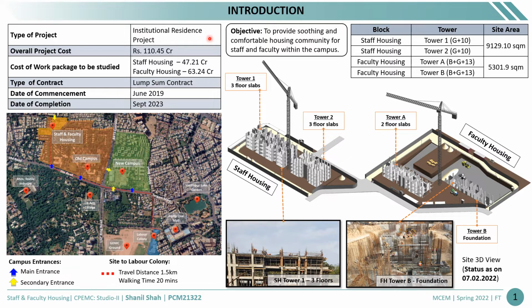Introduction. The type of project is an institutional residential project. The overall project cost is 110 crore. The type of contract is lump sum and the date of completion is September 2023. It is located in Ahmedabad. Here we have mentioned the site area.